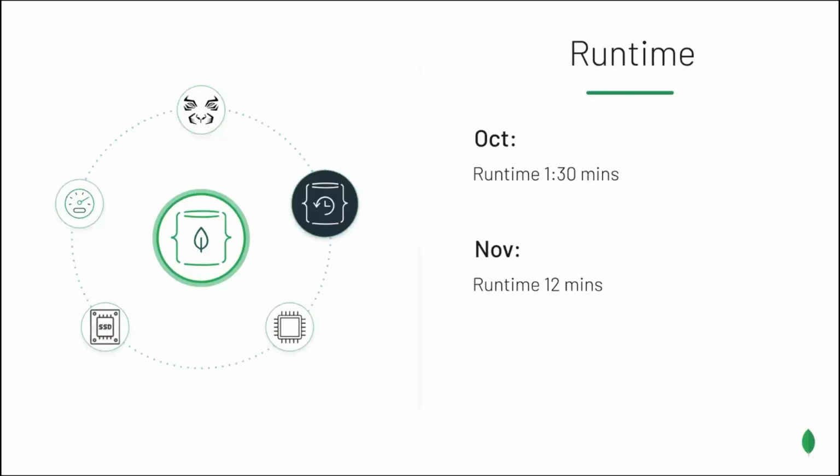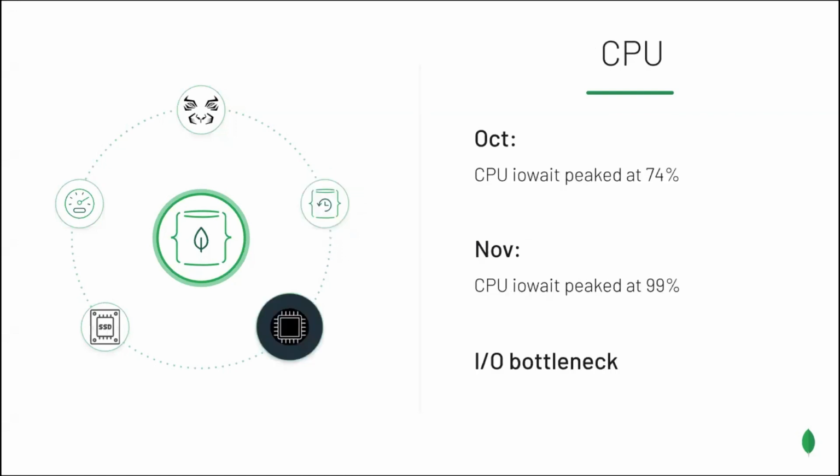Let's compare the results between October and November. We can see that the workload took 1.5 minutes in October and took around 12 minutes to complete in November. The CPU I/O wait, which is the time the CPU spent waiting for I/O from the disk, peaked at 74%, which is already very high in October. But it is even worse in November, peaking at 99%. This indicates the customer is having an I/O bottleneck in both October and November.